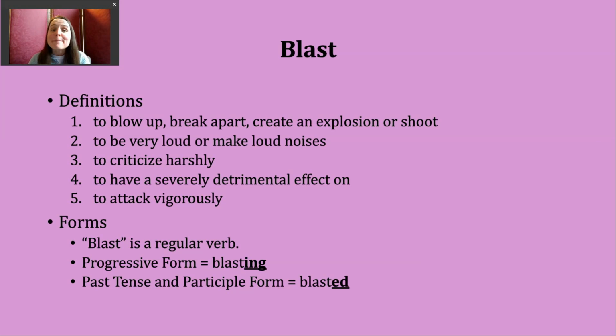You should know that blast is a regular verb. To make the progressive tense, you're going to add ing to form blasting. The past tense and participle forms of this verb are going to be made by adding ed. Our base verb, blast, ends in a T sound. So our past tense ending is going to make an id sound, and we're going to add an extra syllable as we say it. So it should sound like this: blasted, blasted.